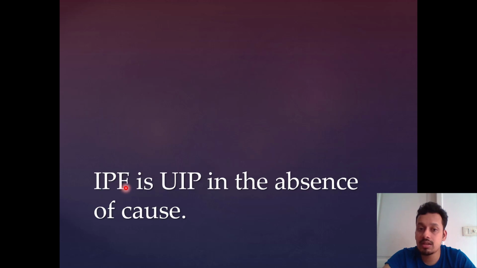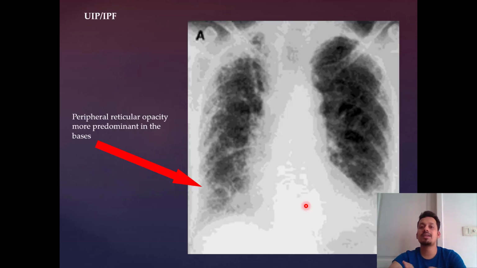So IPF is usual interstitial pneumonia in the absence of a cause. So you need to exclude these causes before labeling a patient as IPF. We saw earlier that IPF can sometimes initially present even with a normal X-ray. There will be only subtle clinical signs of Velcro crackles and mild dyspnea, but patients who have progressed would have peripheral reticular opacities which are more prominent in the lung base than in the lung apex. You can see the bases are always more involved in IPF or UIP.